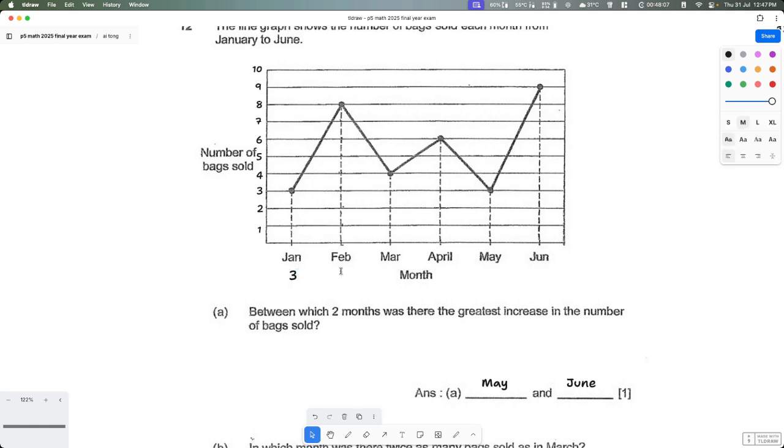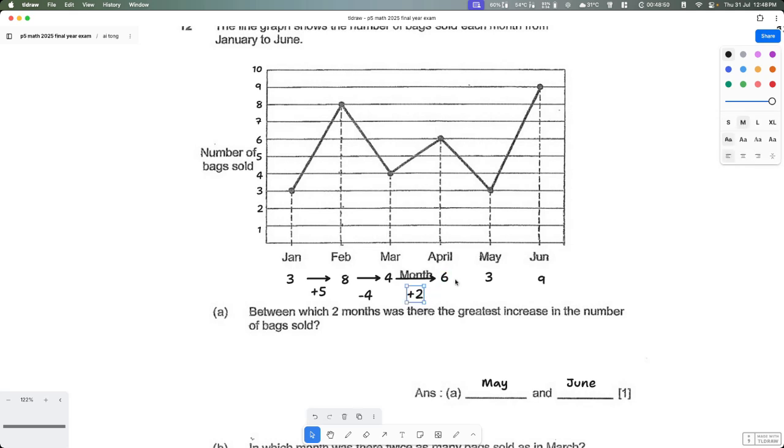February is 8. And then March is 4. Right. Then April is 6. And then May is, in this case, 3. And then June is 9. Okay. So from this, we can see what's the difference. So I'm going to use arrows for this. So from 3 to 8, this is plus 5. Okay. From Feb to March, this is minus 4. Then for 4 to 6, this is plus 2.